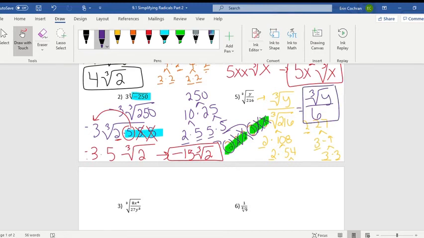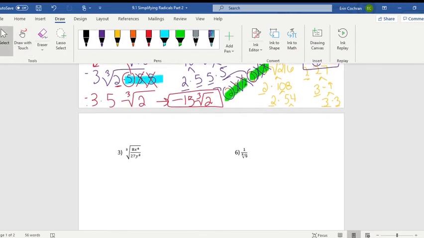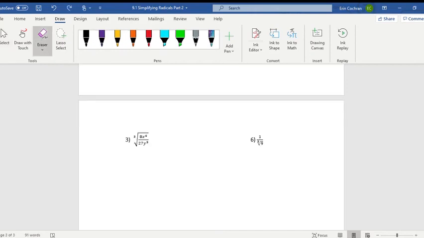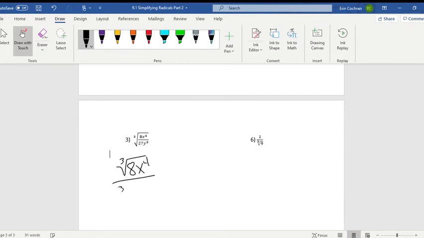All right, number 3 down here. So we have 3, the cube root of 8x to the 4th over the cube root of 27y cubed. So I'm going to go ahead and check to make sure I can't simplify these first, okay? Make smaller numbers for us. So let's do the numerator first.